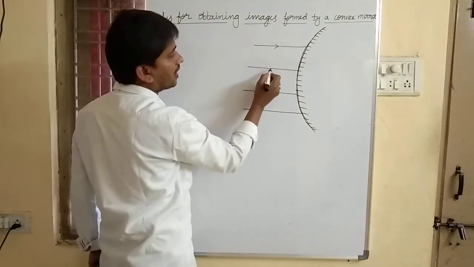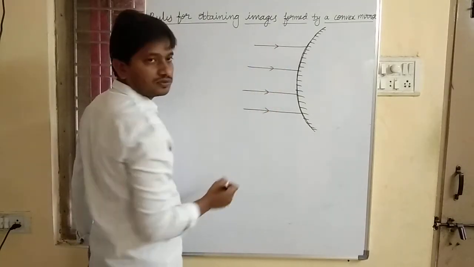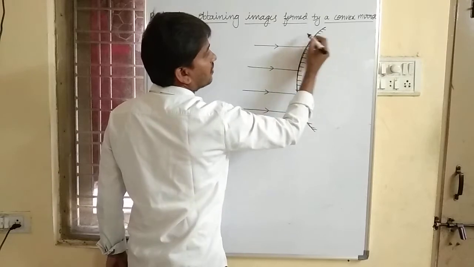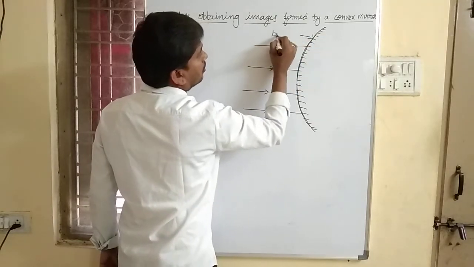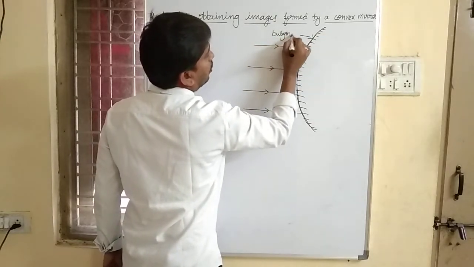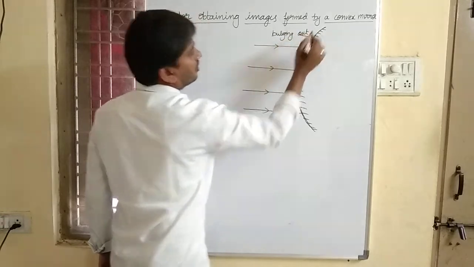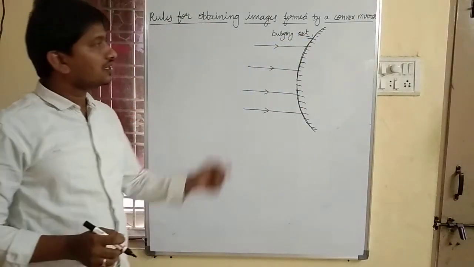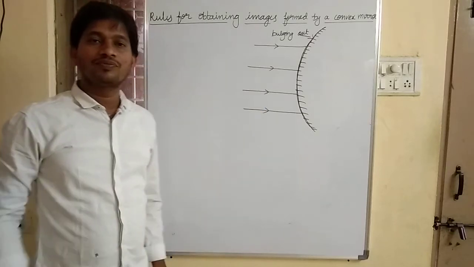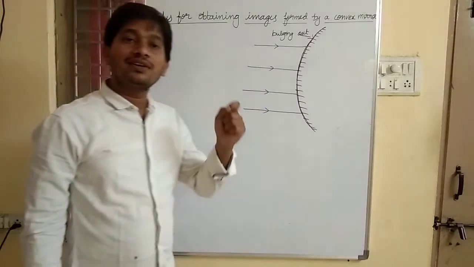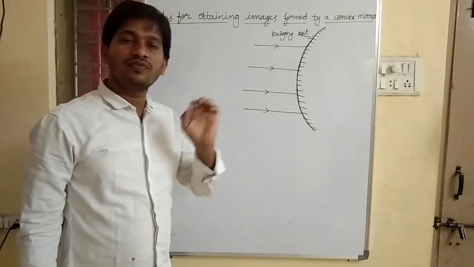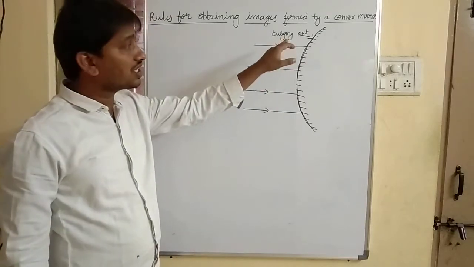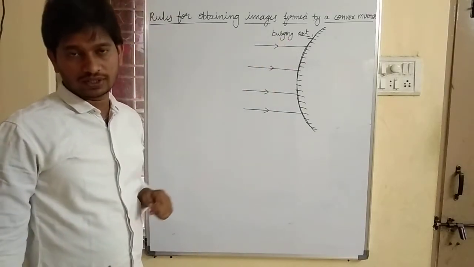So these are the rays of light. This is our bent, bulging out surface. A convex mirror is a spherical mirror. Reflection of light takes place at the convex surface, the bulging out surface.